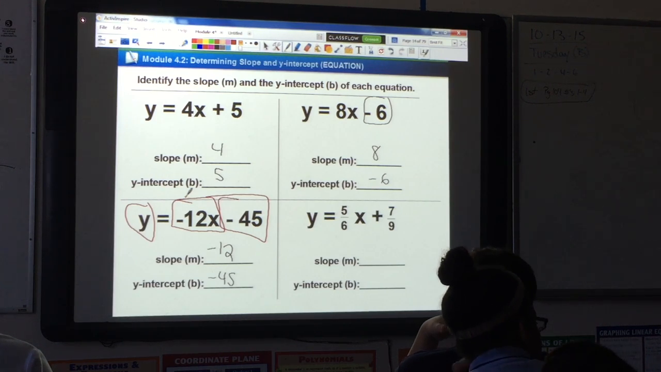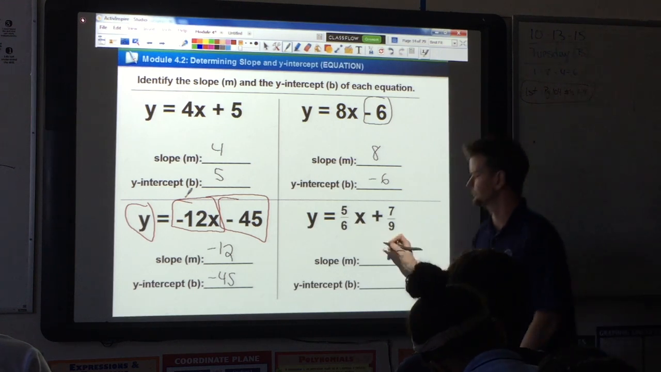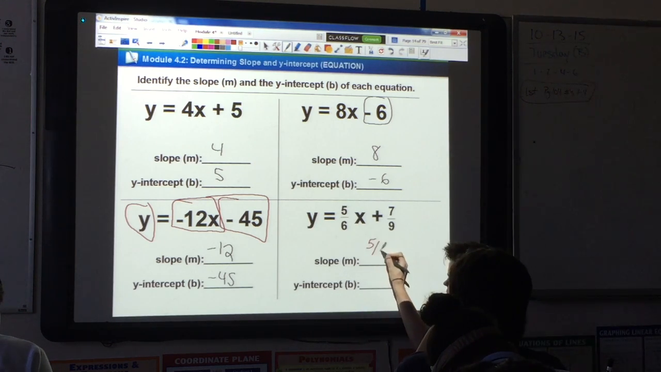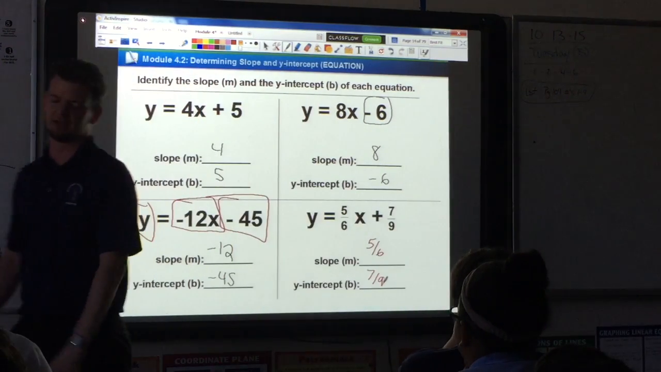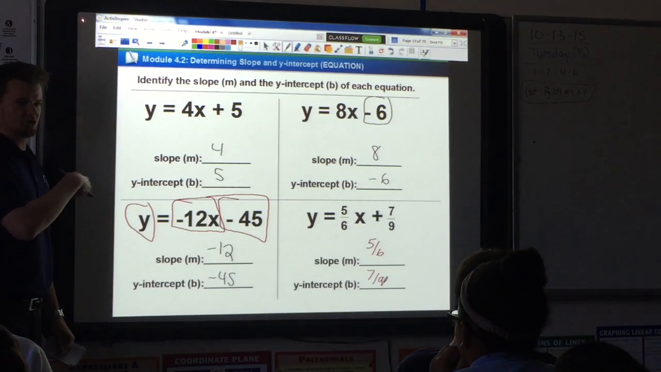By the way, yes, your slope and your y-intercept can be fractional. So Lucas, what is your slope? What is your y-intercept? My slope is 5/6. My y-intercept is positive 7/9. Positive 7/9. If it's positive, do I need to write the plus sign? No, I don't. But if it's negative, do I need to write the subtraction with a negative symbol? Yes, I absolutely do.